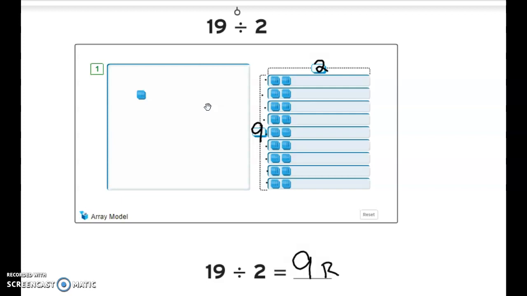And our remainder is just the leftovers. We only have 1 left over. There it is. All the remainders are the leftovers once we've created as many equal groups as possible.